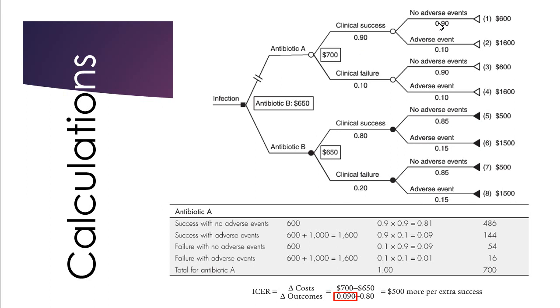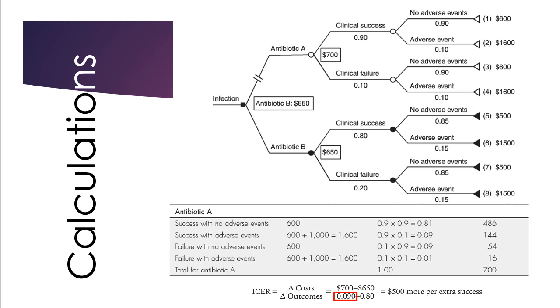There's also a difference in the probabilities of no adverse event compared to adverse events. Rather, let's work with the probability of adverse event amongst those that are clinically successful. It's 0.1. Compare that to antibiotic B, which is 0.15. Again, this data is coming from your clinical trial, and you're using the different event rates, converting them to probabilities, putting them into the decision tree, and using that as a basis for the calculation of your expected values.